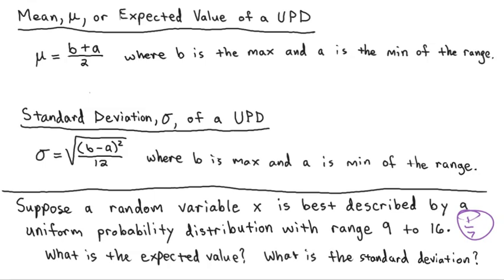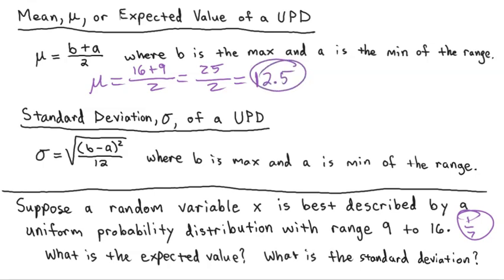Well, all we have to do to find the expected value is add together 9 plus 16, so it'll be 16 plus 9 divided by 2. And 16 plus 9 is 25. So it's 25 divided by 2. And 25 divided by 2 is 12.5. And so the mean of this uniform probability distribution is 12.5, okay?